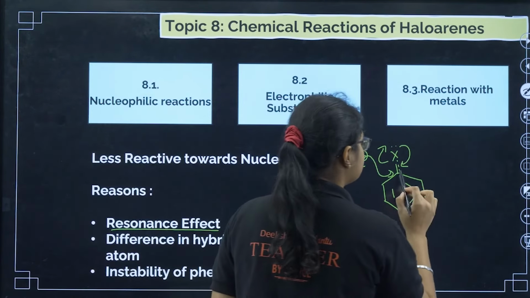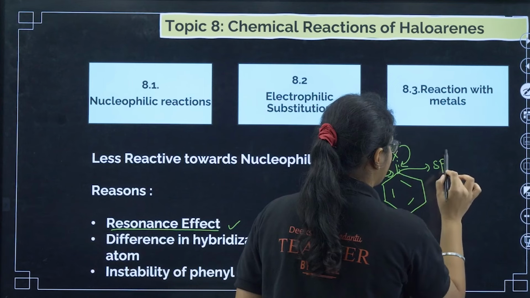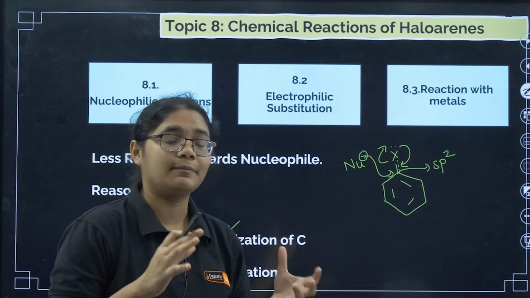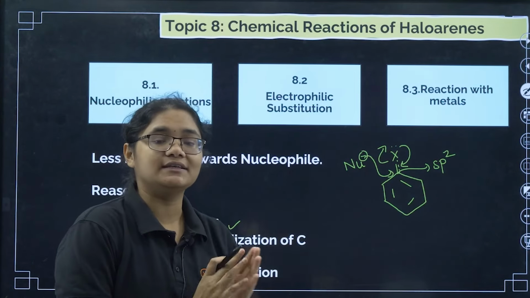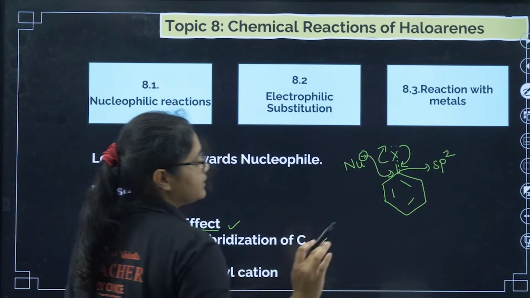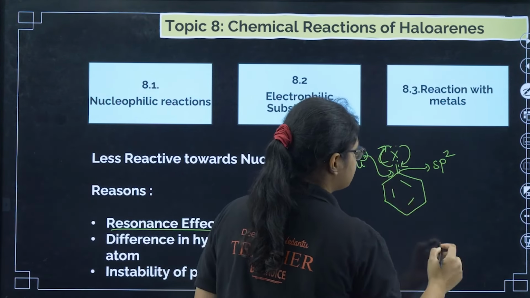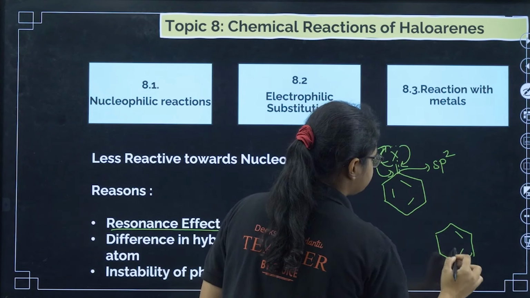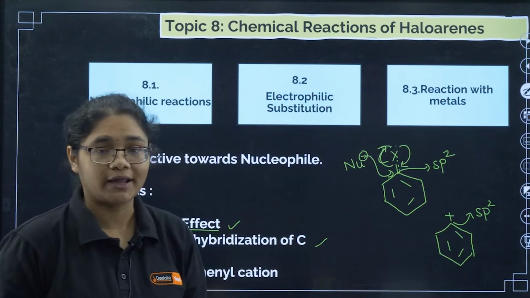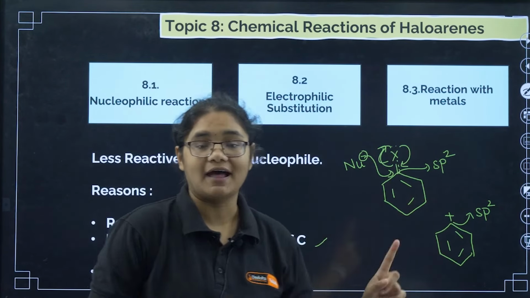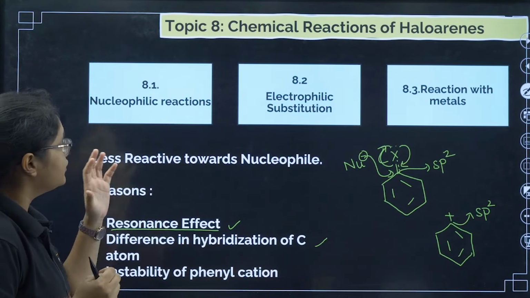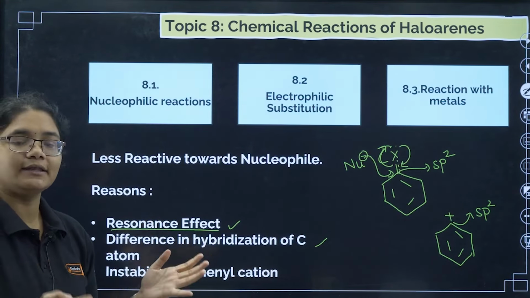After that, the second point is that the carbon to which the X is bonded is an sp2 hybridized carbon. Now the sp2 carbon and X bond is very strong as compared to an sp3 carbon and X bond, as we see in haloalkanes. So that is the second reason why this reaction is very difficult. Next, the instability of the phenyl cation. Suppose somehow this X leaves, so what will be formed here? X will leave, and a plus charge will form on this sp2 carbon, which is highly electronegative. A positive charge on an electronegative atom is again very unstable. Because of these reasons, we cannot find nucleophilic reactions that easily in case of haloarenes.